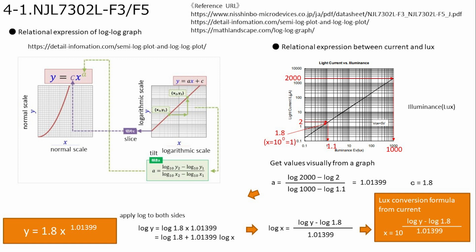It can be obtained by applying the obtained values to the formula, applying log to both sides, and transforming it. The intercept is 10 to the power of 0, that is, the value at 1 is obtained and applied to the relational expression. As a result of calculation, the conversion formula from current to lux is shown in the lower right. Although it is a visual estimate, I checked the values at several points on the graph, and I think that there are no major problems because generally good values are obtained. We will program this conversion formula to obtain lux.